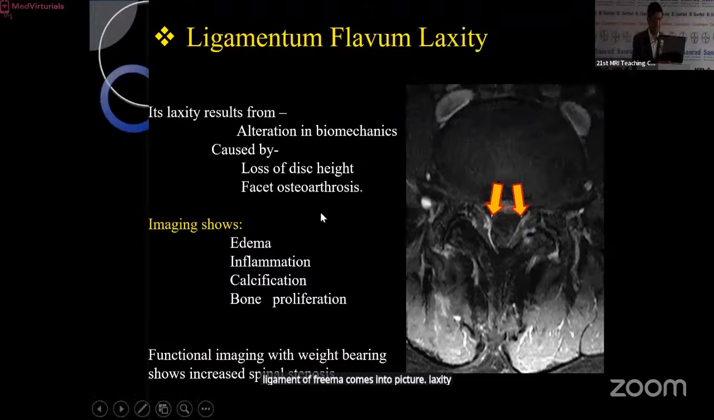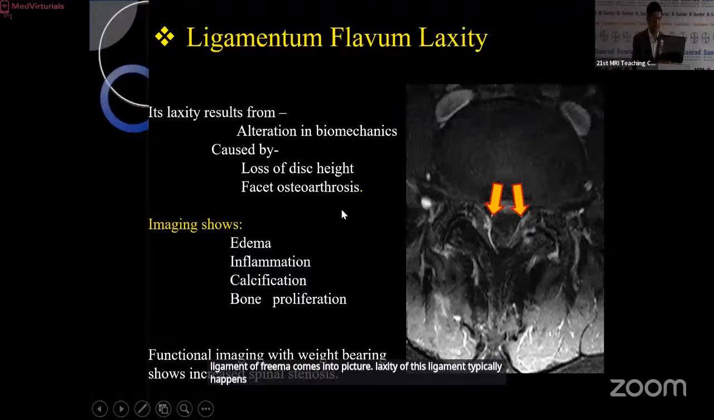Laxity of this ligament typically happens because of facet arthrosis with alteration in the biomechanics. So initially you get edema like this, you can get inflammation, eventually calcification and bony proliferation.